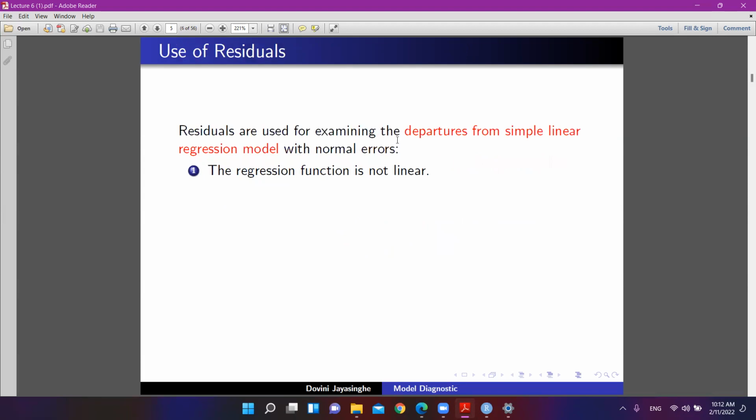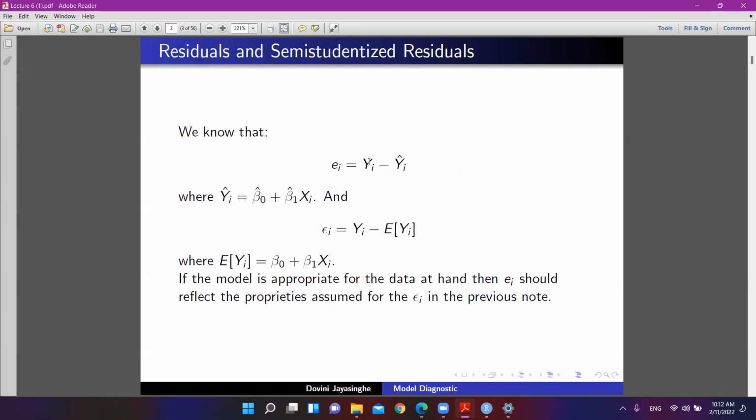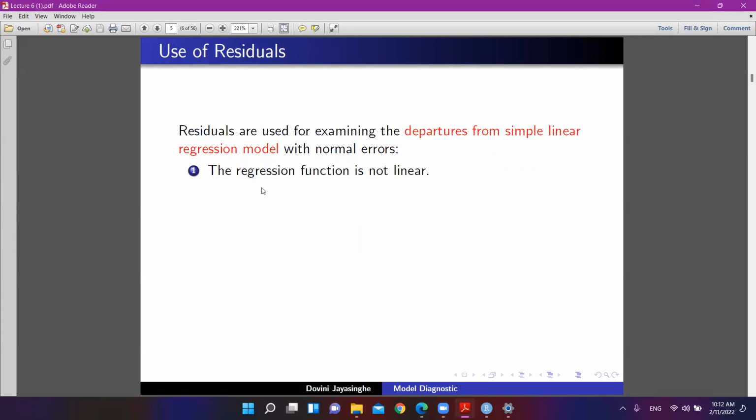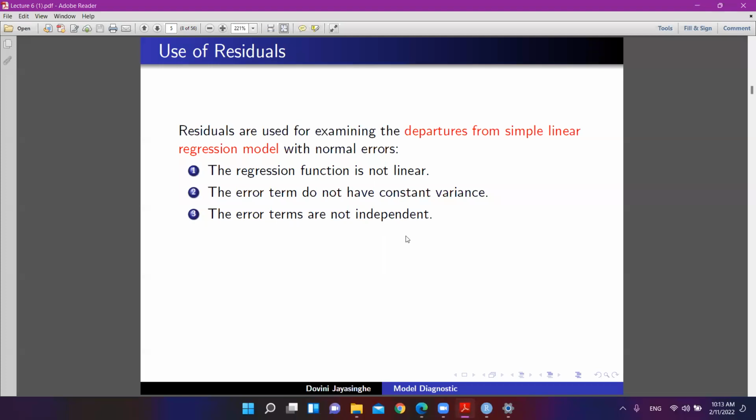Residuals are used for examining the departures from the simple linear regression model with normal errors, the departure from the true observation. The gap between the true value and the fitted value is given by the residuals. So these are the uses of residuals: the regression function is not linear, the error terms do not have constant variance, and the error terms are not independent.